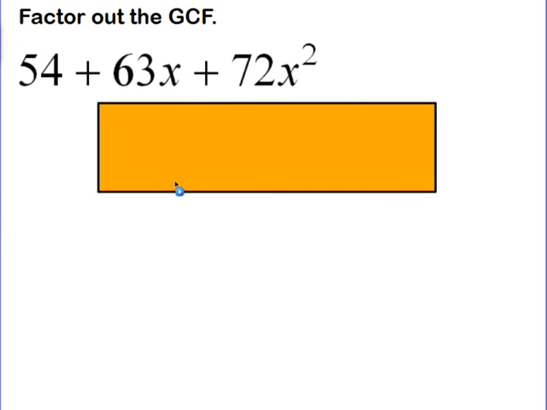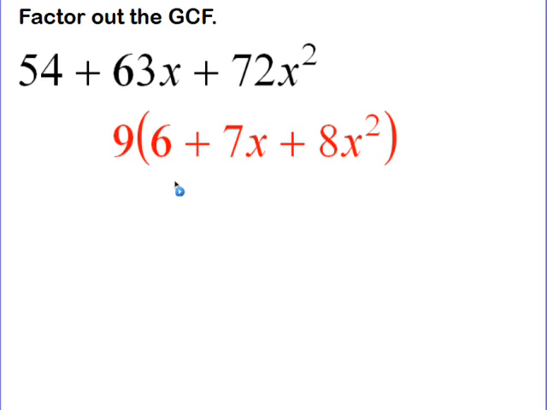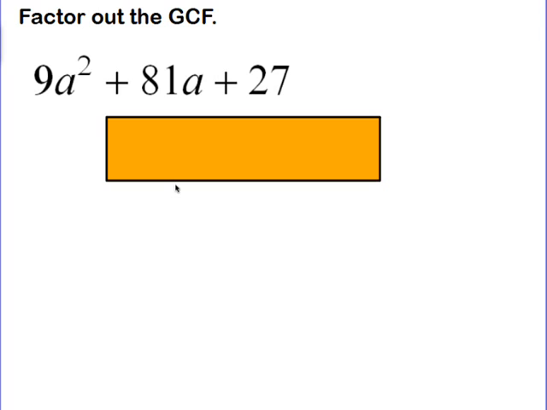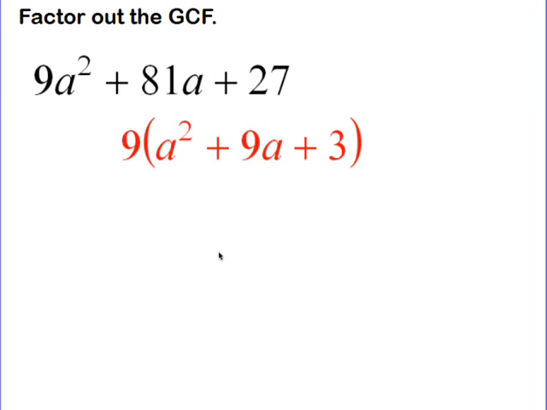Please factor out the GCF of 54 plus 63x plus 72x squared. The answer is 9, parentheses, 6 plus 7x plus 8x squared. Alright, factor out the GCF of 9a to the second plus 81a plus 27. The answer is 9 times the quantity a squared plus 9a plus 3.